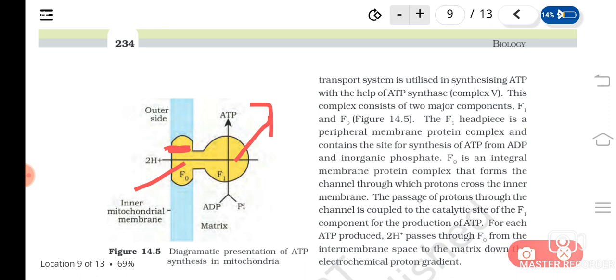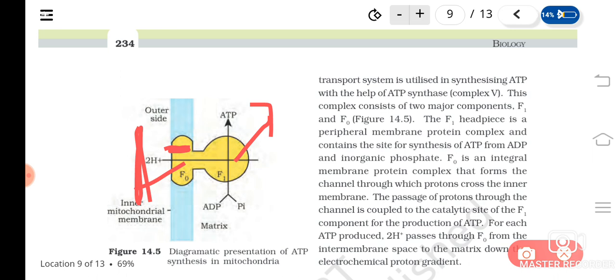Understood? So the F1 headpiece is a peripheral membrane protein complex, and this is the site for ATP synthesis from ADP and inorganic phosphate. F0 is an integral membrane protein complex through which protons cross the inner membrane. The proton gradient is first created in the intermembrane space, between the inner mitochondrial membrane and the outer membrane.